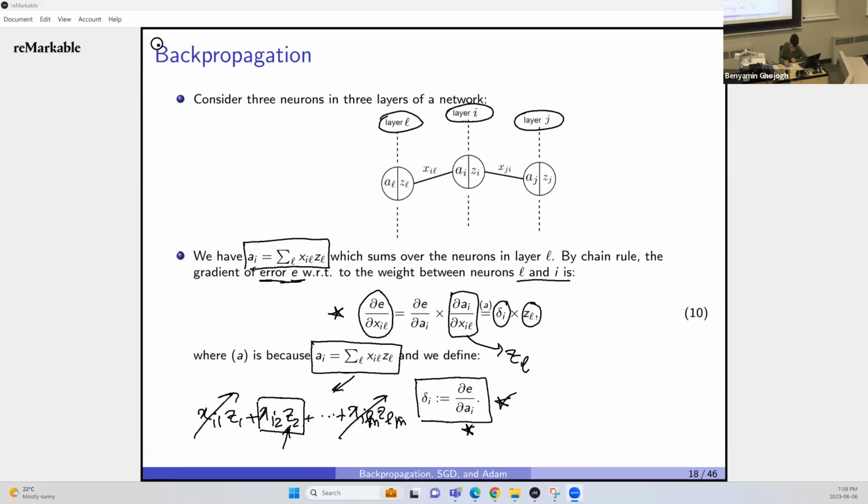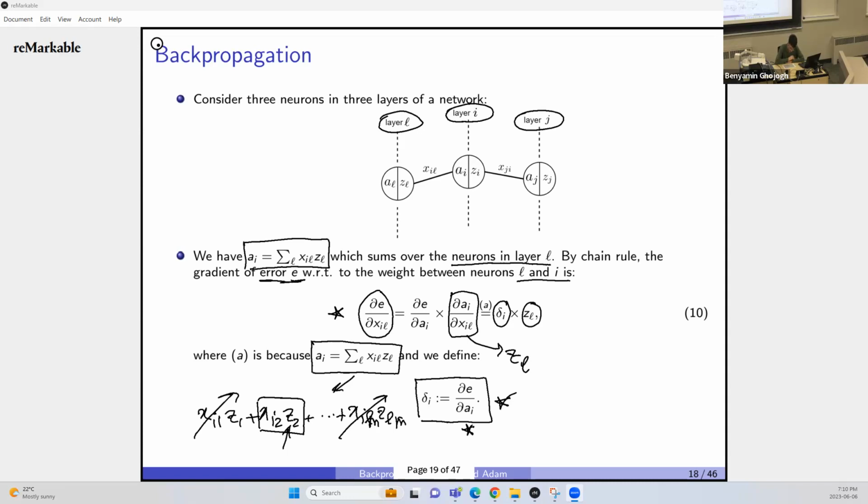So consider three layers: layer L, layer I, and layer J, right? Here this is layer L, but I index its neurons by l. This is layer I, I index its neurons by i, and this is layer J, I index its neurons by j, right? Now, as I said, this is X_il because it connects Z_l to A_i. This is also X_ji because it connects Z_i to A_j, right? Now we have A_i equals summation of X_il Z_l. What do I mean? This A_i is the output of the neurons in the previous layer times their weights, and we sum them, right? This is what we had here. Now it sums over the neurons in layer L.